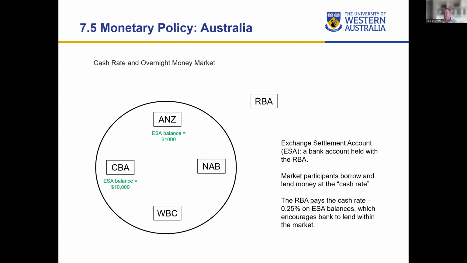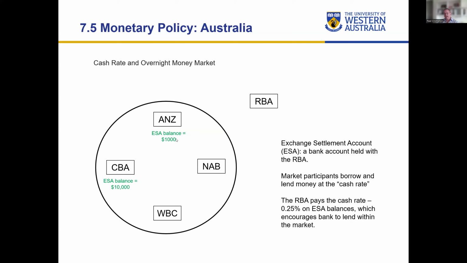So the ANZ will want to transfer $2,000 from its exchange settlement account into the exchange settlement account of the NAB. Now, in reality, you can imagine that on any given day, there are millions of transactions between banks. So what the system works out at the end of each day is the net transfer payment that is required between each bank. We're just considering one transaction to illustrate.